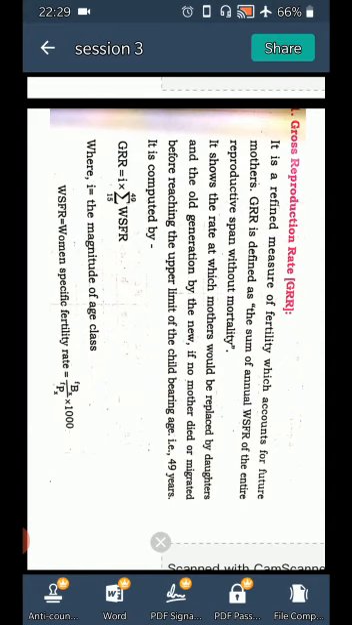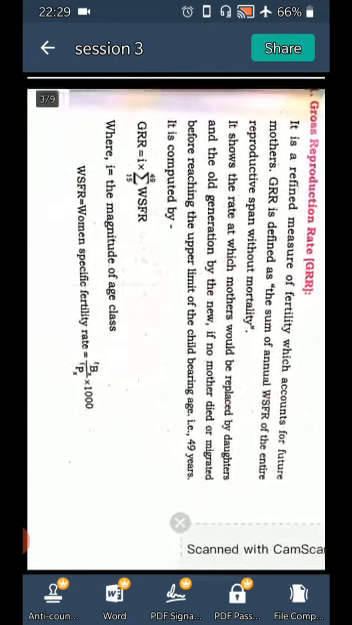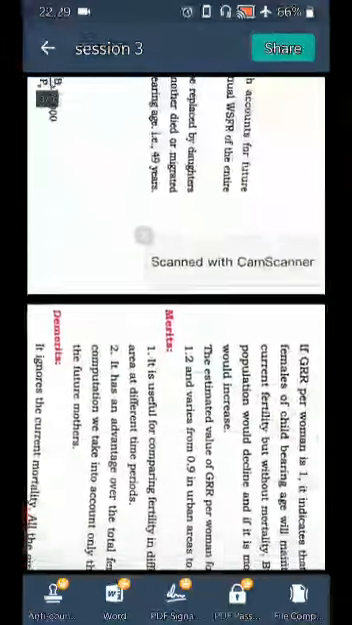I is the magnitude of the age class, or the width of the age group. And WSFR is women's specific fertility rate, and it is given by B divided by P into 1000, with superscript F and subscript X. That means female births under age group X divided by female population under the age group X, into 1000. So what is the formula for GRR? It is I into summation WSFR, and WSFR is women's specific fertility rate.